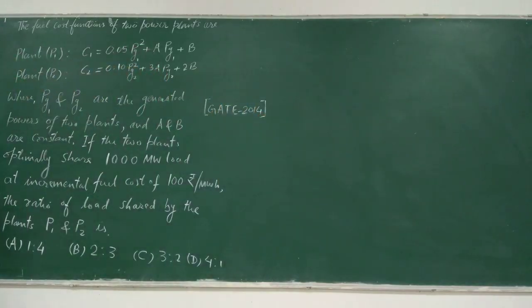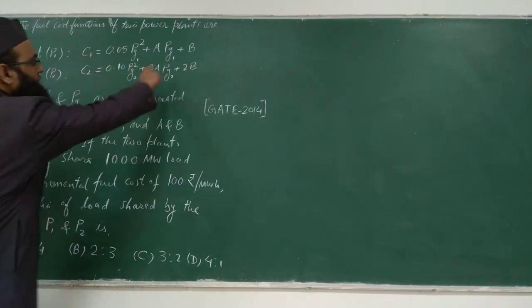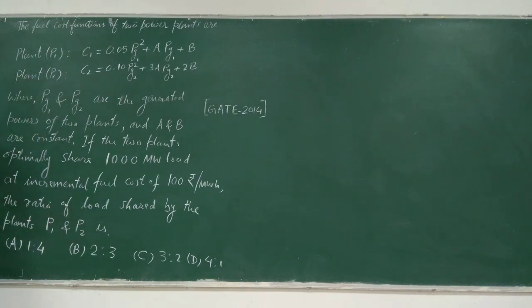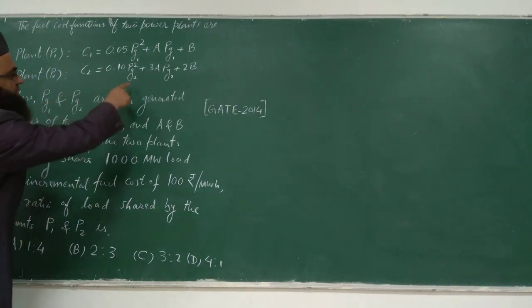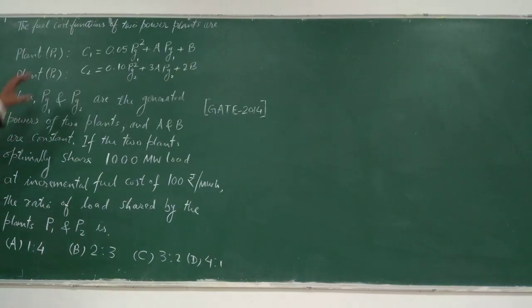It says that the fuel cost functions of two power plants are, for plant P1, C1 is equal to 0.05 Pg1 square plus A Pg1 plus B, and for plant 2, C2 is 0.1 Pg2 square plus 3A Pg2 plus 2B. So these are the costs of the two plants as a function of respective active power generation, where Pg1 and Pg2 are the generated powers of the two plants, and A and B are constants, coefficients.